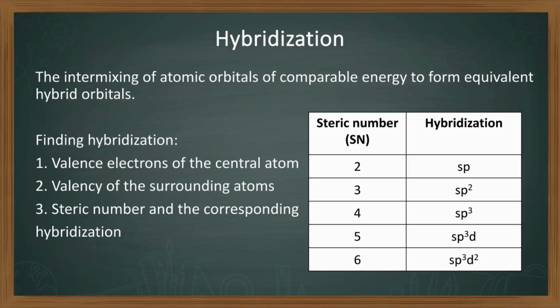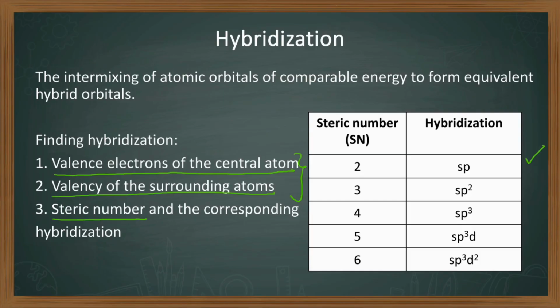Now, to find out the hybridization, we need three pieces of information. The first one is the valence electrons of the central atom. So we should know which one is the central atom, and how many valence electrons are present in it. The second information we need is the valency of the surrounding atoms. You may already know valency and valence electrons are not the same. Valency is the combining capacity or binding capacity. The third one is, by knowing these two, we have to find out the steric number, and from the steric number we can find out the hybridization as given in the table.